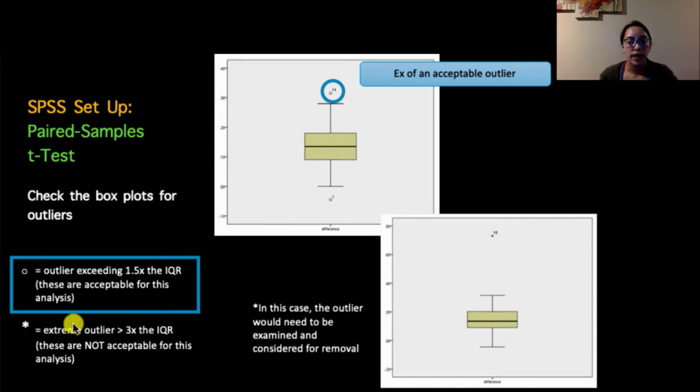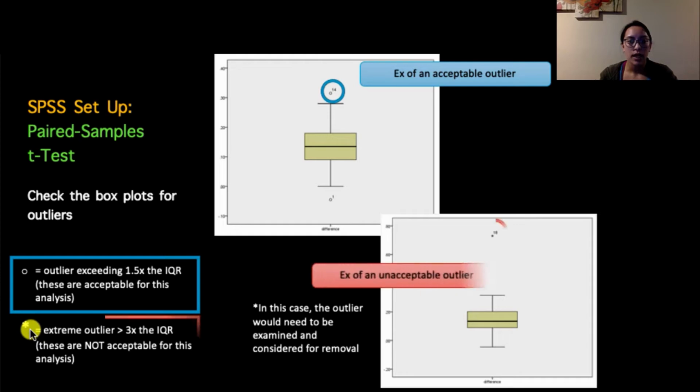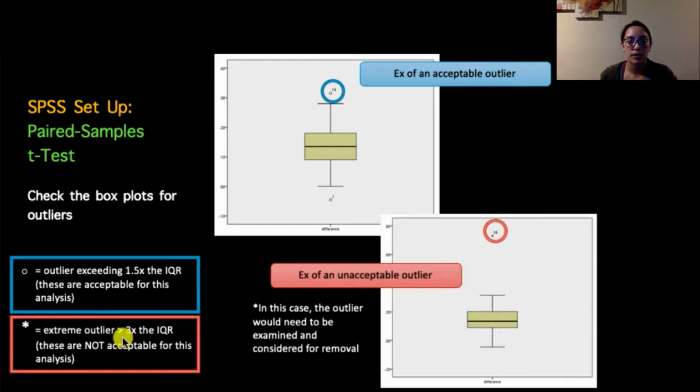If we have an outlier with an asterisk, however, that is indicating we have an extreme outlier that's greater than 3 times the interquartile range, or 3 times greater than the box length that we've identified for the rest of our sample. In this case, that would not be an acceptable outlier for analysis, and we would need to re-examine our data set and then consider if we should remove that particular subject. Maybe we measured something wrong, recorded something wrong, there could have been faulty equipment, we don't know, but it's kind of more ethical to remove them than to include them and have them skew the results of our test.